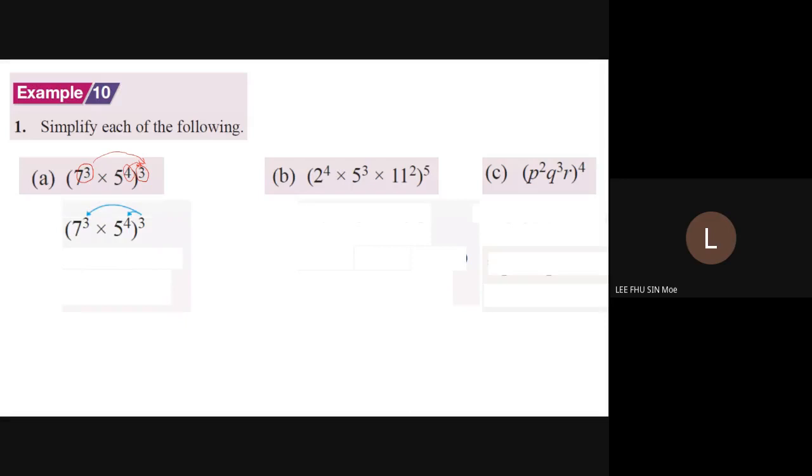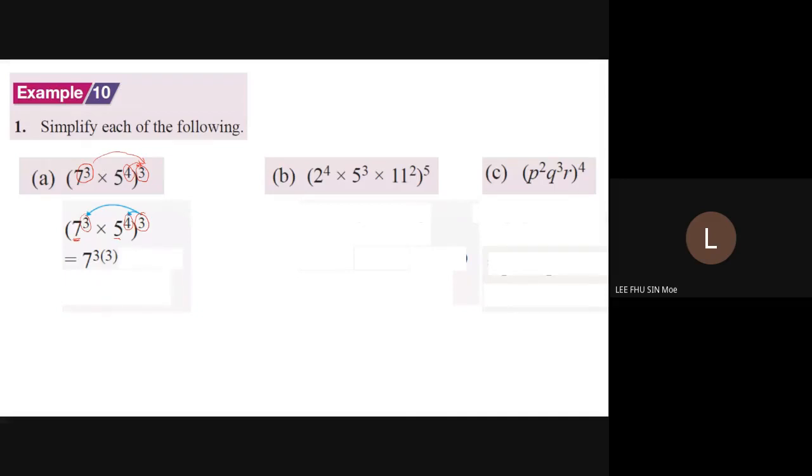Another way is also possible. Remember, you only multiply within the index. Not the base. This 7 cannot be multiplied with 3; you don't do 3 times 7. Only the index: this one 3 times 3, and this one 4 times 3. The 7 and 5 you just copy down. No need to do anything. If the base is 7, then you just put 7.